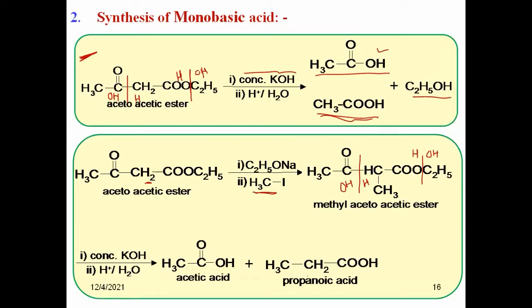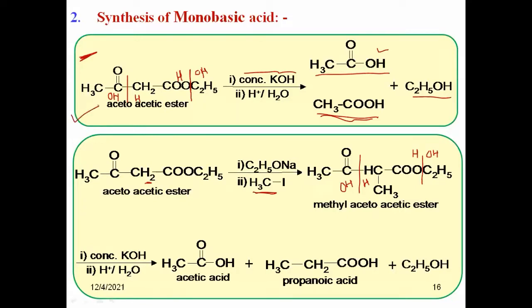This is nothing but propanoic acid. Okay, and the byproduct is the same. Ethyl alcohol is the byproduct, and thus in this case we get propanoic acid. In this case, we get a mixture of two monobasic acids. One is acetic acid and the second is propanoic acid. Okay, and here also we have synthesized some monobasic acids.